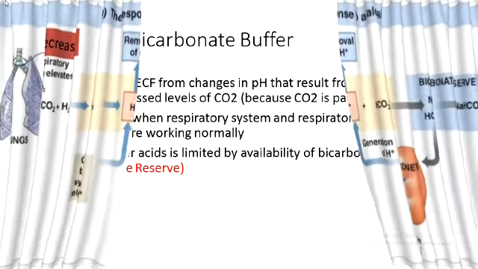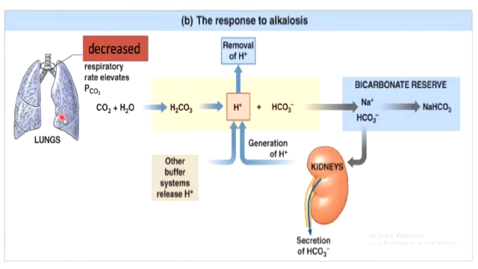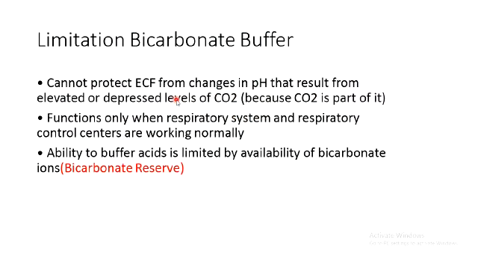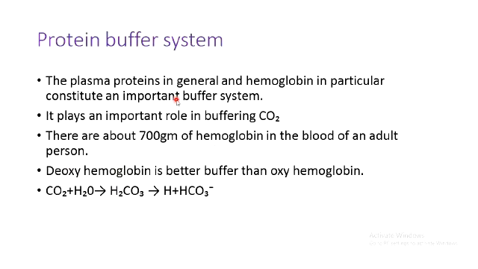Here you can see that this buffer system depends upon two things: that the bicarbonate reserve is enough, and also that the respiratory rate and these lungs are functioning properly, and also carbon dioxide is being used as a part of this buffer system. So these three things are the limitations of this bicarbonate system. Then comes the protein buffer system.